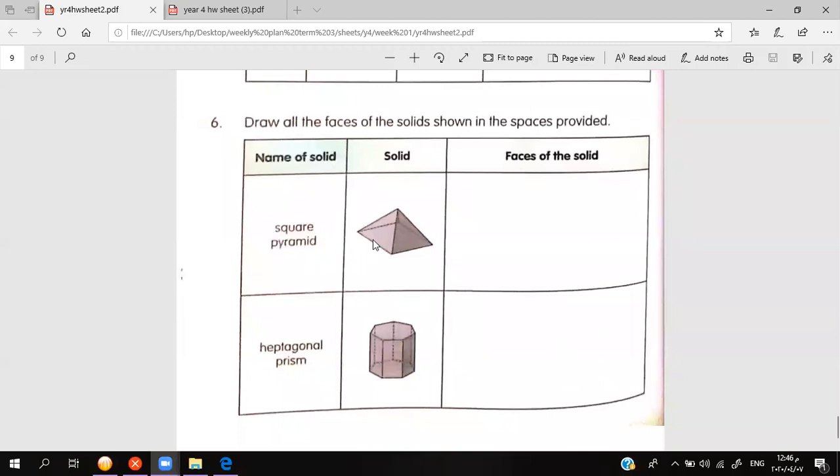Here, its name is a square pyramid. How many faces? It has 5 faces. What's its type? Here, 1 square face and 4 triangle faces. What about here, heptagonal prism? Two heptagon faces up and down, and 7 rectangle faces.